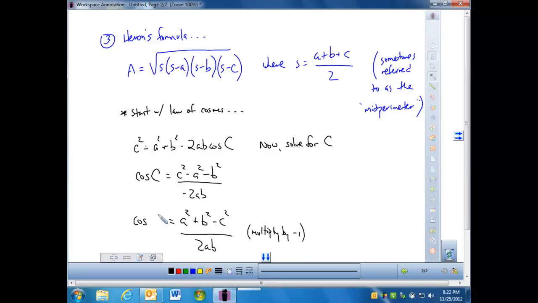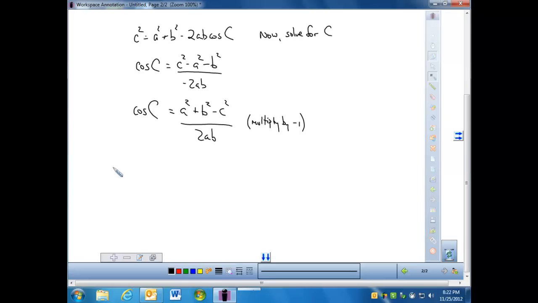Now we're going to use some trig identities that we learned last chapter. Remember that sine squared plus cosine squared equals 1. So I could actually write sine as the square root of 1 minus cosine squared. Think about that for a second if you need to understand how I got that. Go through your trig identities and solve it right now to get sine by itself.